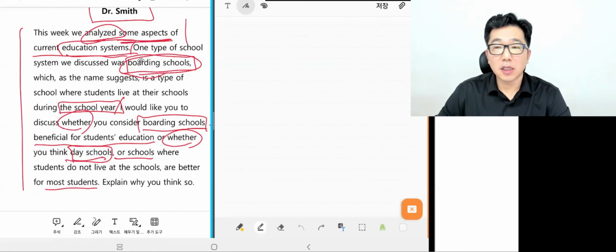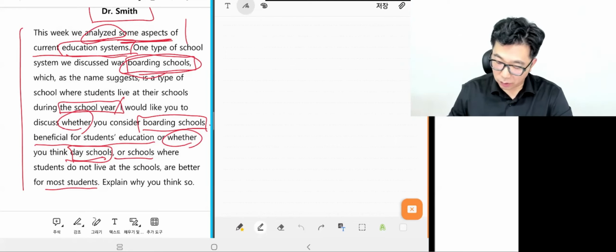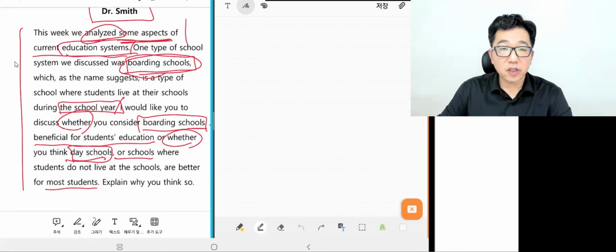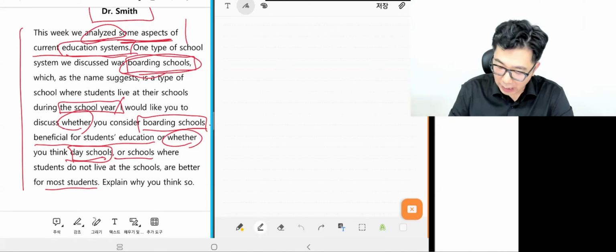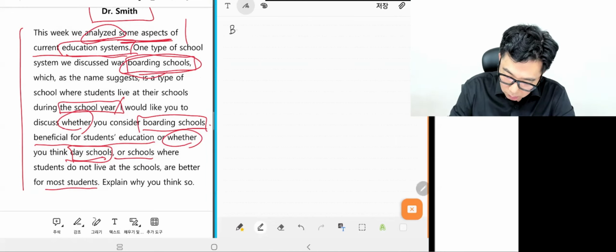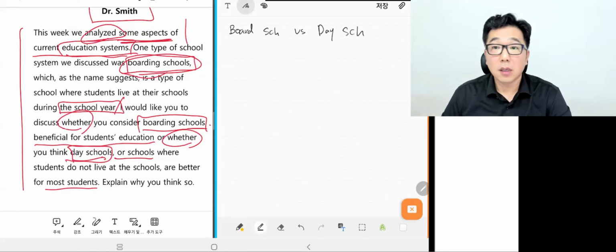All right, let's continue. Let's look at the question on the left-hand side, and let's brainstorm. Let's make notes, plan, and develop our essay on the right side of the screen. Let's do it together. So let's revisit the question. The question is basically asking whether boarding school or day school, which one, in your opinion, is better for most students in society, right? Okay, more beneficial for more students.